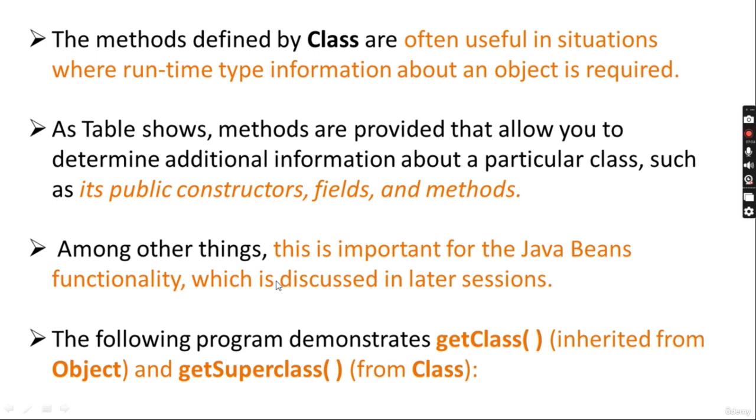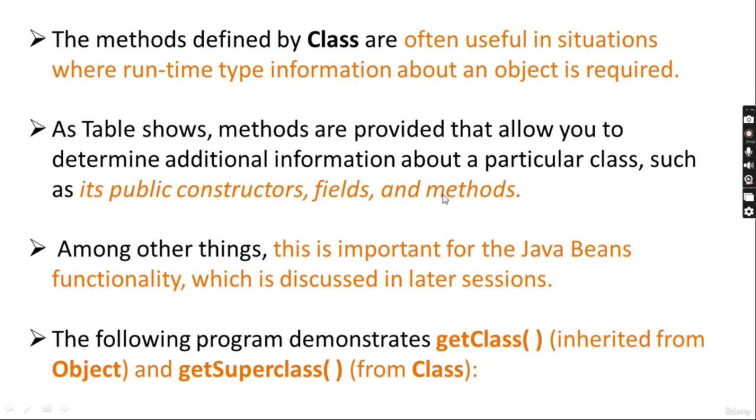The methods defined by Class are often useful in situations where runtime type information about an object is required. As the table shows, methods are provided that allow you to determine additional information about a particular class, such as its public constructors, fields, and methods. When we require runtime type information about a class, all these methods are very useful for us.